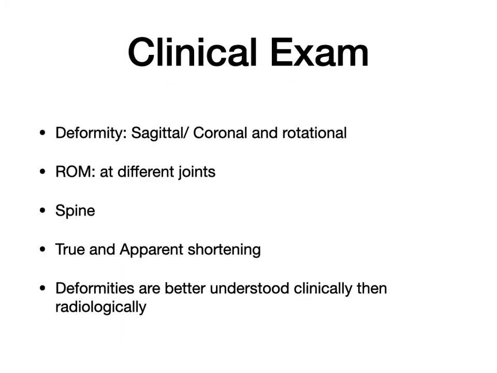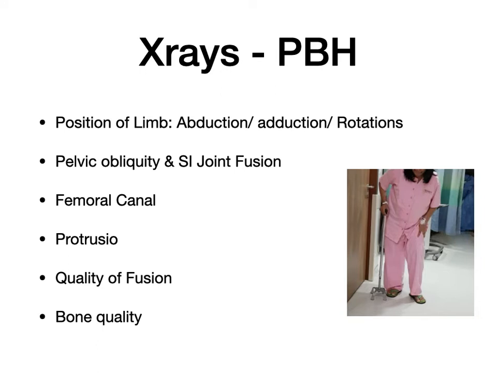Clinical examination is very important in doing these cases. Before you plan to undertake these cases, we must remember that some deformities are better understood clinically than they are radiologically. So you must look for deformities in both sagittal, coronal and rotational plane. You must check for the range of movement at different joints. It is very important to inspect spine, both lumbar spine as well as the cervical spine, and measure for true and apparent shortening. So first and foremost, you look at the position of limb, whether it is in abduction, adduction and rotation. You look at the pelvic obliquity and the SI joint fusion.